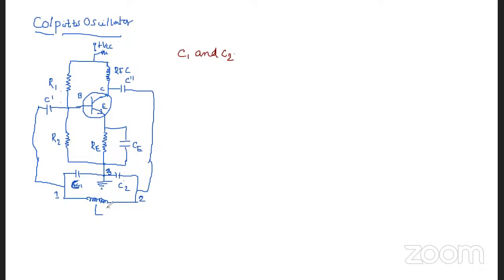Once that is done, this oscillatory current in the tank circuit produces an AC voltage across C1. That is, alternating current voltages are produced across C1, which is applied to the base emitter junction. So that means the input is applied here.